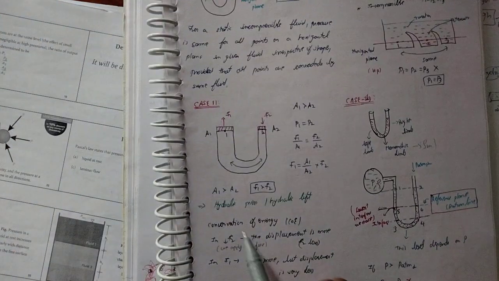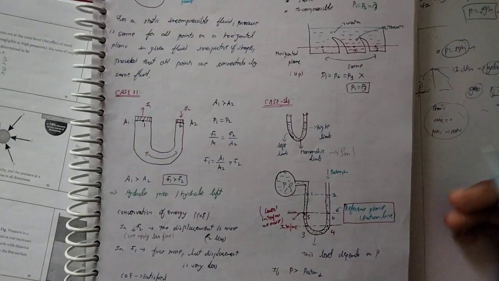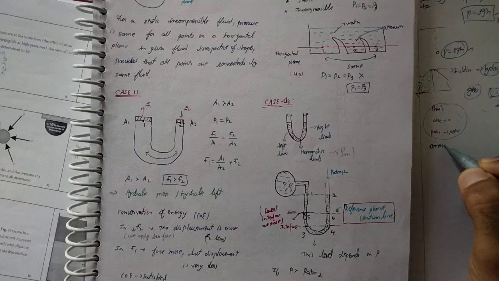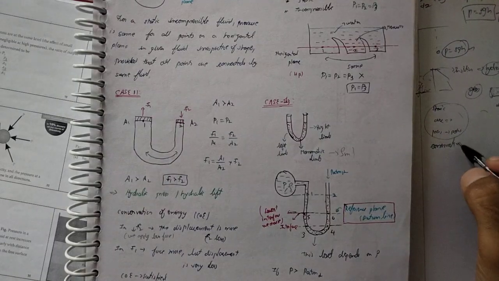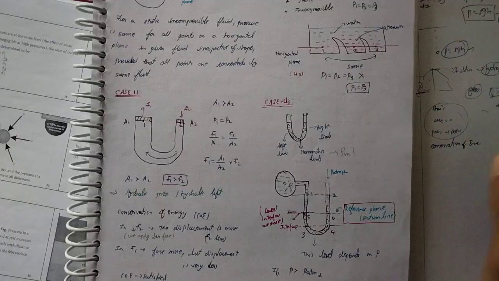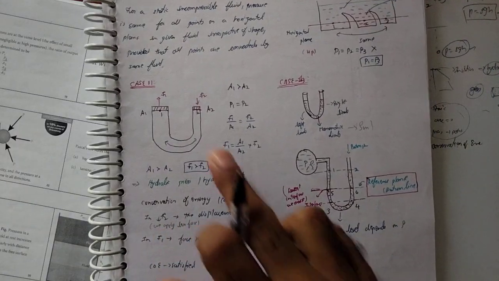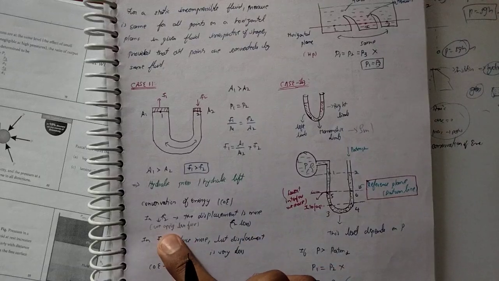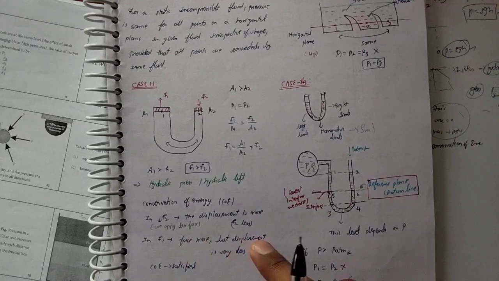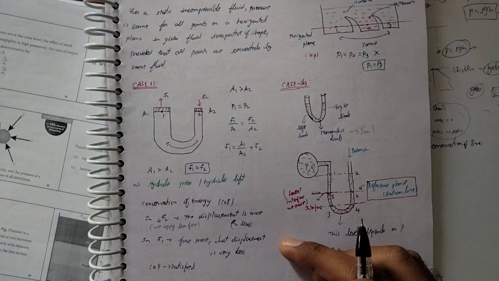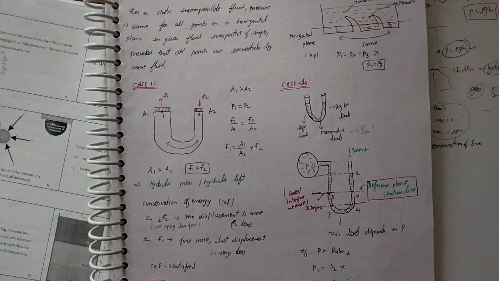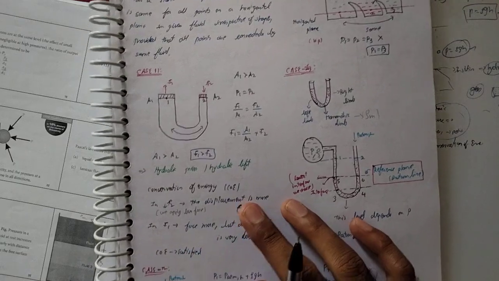Next, this entire thing is based upon conservation of energy. Just take down conservation of energy. Since F2 has more displacement, we apply less force. F1 has more force but very little displacement, so we get a huge amount of force. So it means conservation of energy.